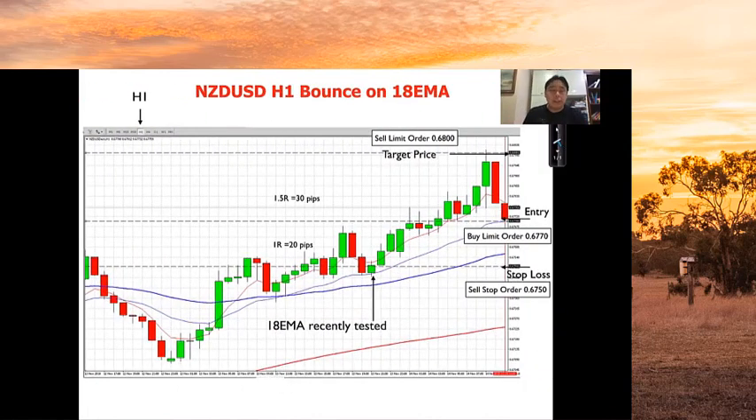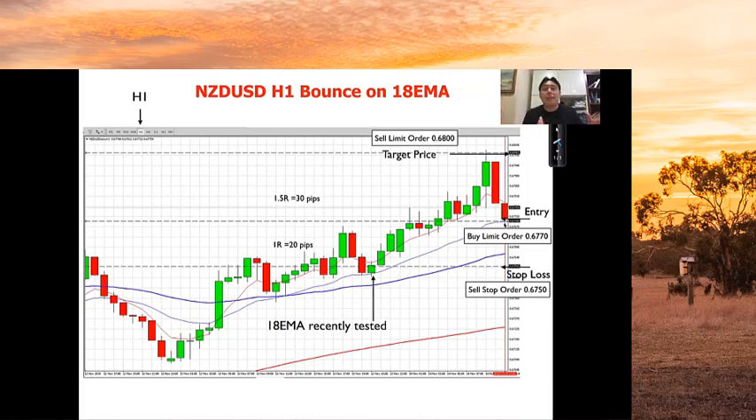Okay, next one is New Zealand dollar. Again, we're trading on H1 time frame, and this one is bouncing off the 18 EMA. Again, this one I think was called out on the chat group. So they say, hey, the price is going to hit the moving average. Check it out, guys. So at that time I saw, okay, the price was coming down and it was going to hit the 18 EMA. So is it going to bounce off the 18? Can I buy the 18 EMA?